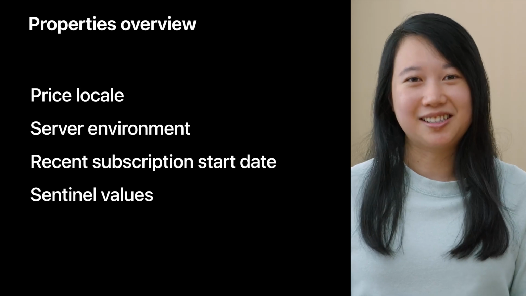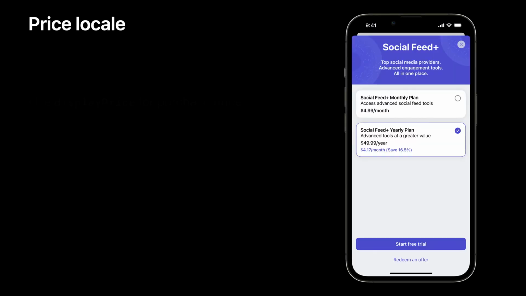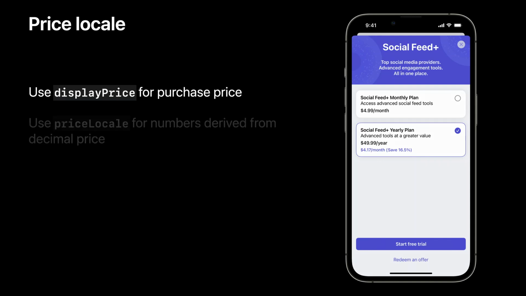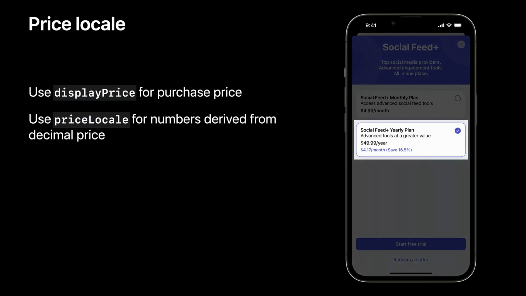Let's discuss some situations that demonstrate how you can start using these new properties, the first of which is price locale. StoreKit products already have a display price property to label the purchase price, but with price locale, you can format numbers deriving from the product's decimal price. If you have a yearly subscription, you might use this as an opportunity to show your customers how much it would cost them per month. In this example, you can see that the yearly subscription amounts to $4.17 per month. Or perhaps you'd want to show them how much they would save if they purchased your yearly service over your monthly service. With this information, your customers can make informed decisions when they're considering your purchase options.